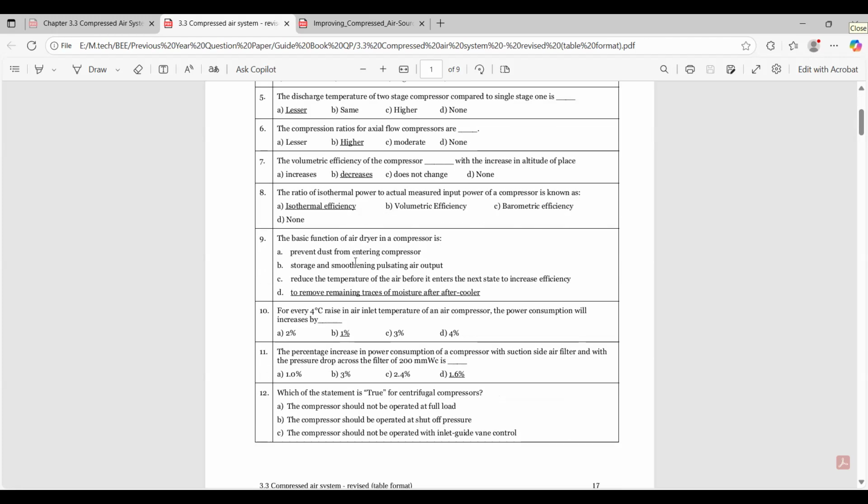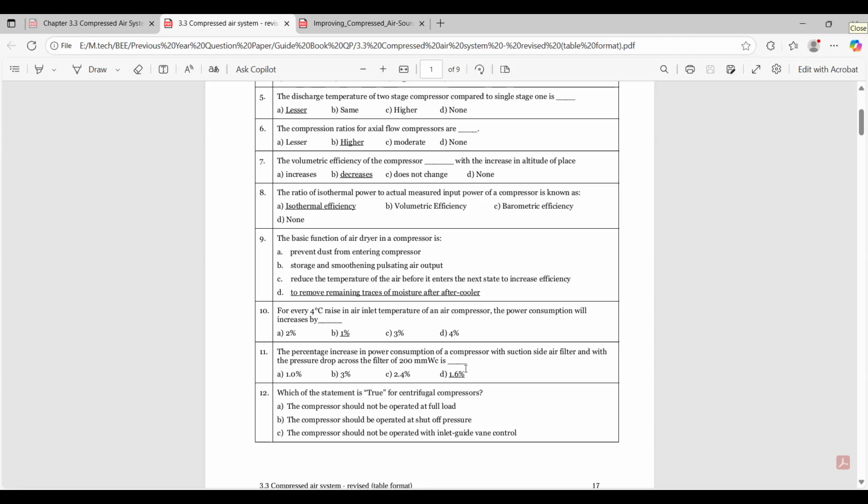The basic function of an air dryer in a compressor system is to remove the moisture. For every 4 degrees Celsius rise in air inlet temperature, the power consumption will increase by 1%. The percentage increase in power consumption of a compressor with a suction side air filter and with a pressure drop of 200 mmWC is around 2%. They have given 250; for 250 it is 2% as a thumb rule. So for 200 mmWC it will be on the lower side.